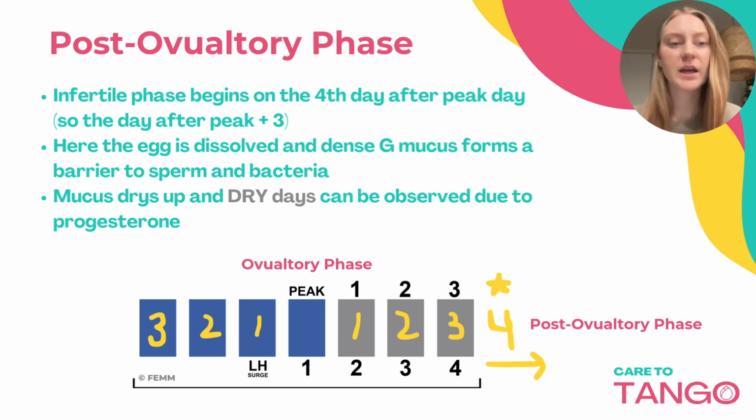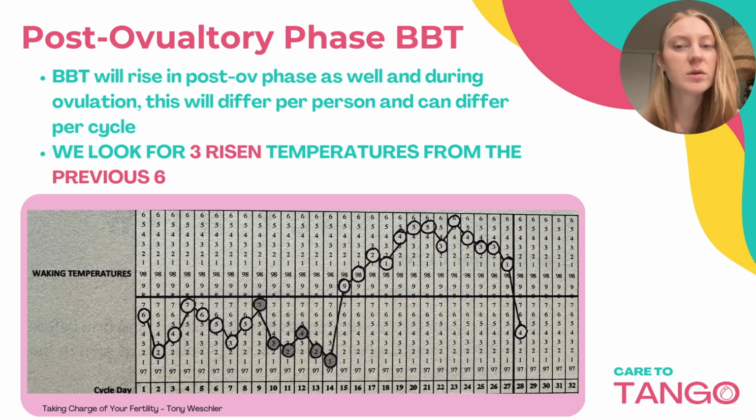So when you are using your multiple biomarkers to track your chart, whatever day allows for the extension of the fertile window is the one that you're going to use. Your post-ovulatory phase will also be confirmed by using your basal body temperature. So your BBT will rise in the post-ovulatory phase as well as during ovulation. This will differ per person and can differ per cycle as well. And we look for 3 risen temperatures from your previous 6.